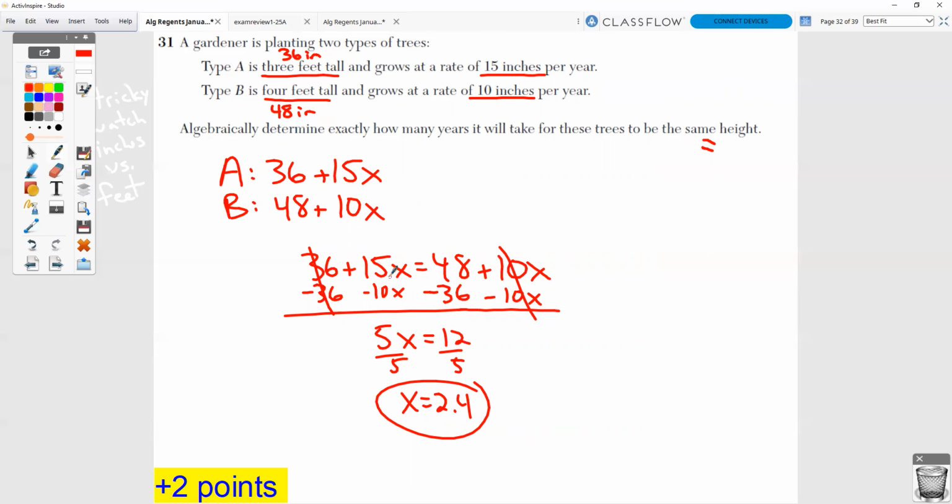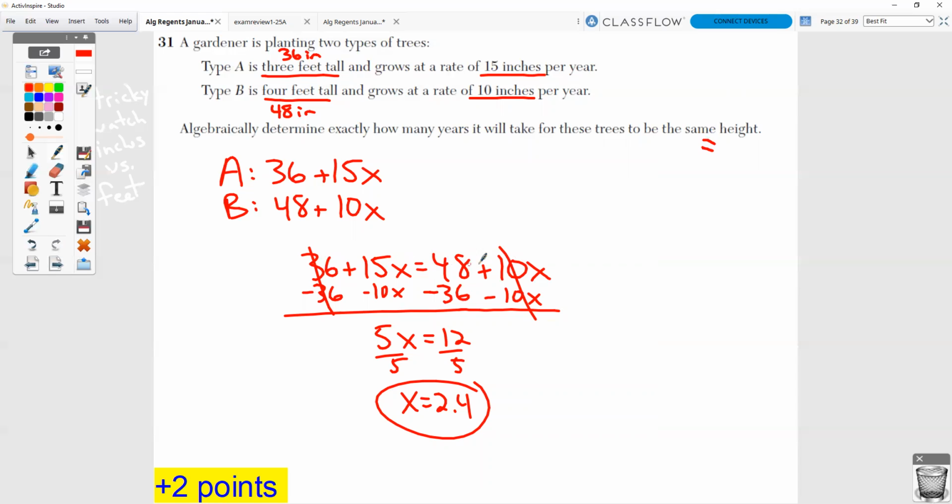So we want to set up the equation where the two things are equal to each other and then solve. We want all the letters on one side, all the plain numbers on the other side. So I subtracted 36 from both sides. I subtracted 10x from both sides. You could do it in a variety of different ways as well. But in the end, you should get a final answer of x equals 2.4.